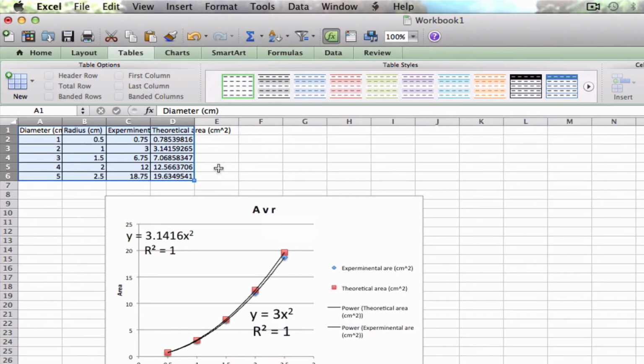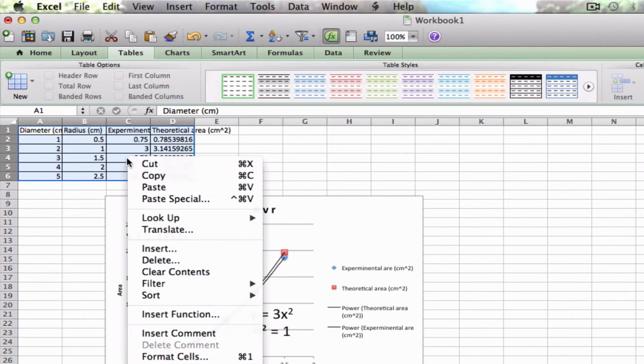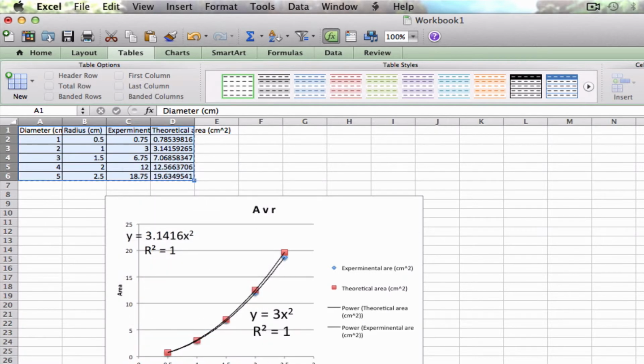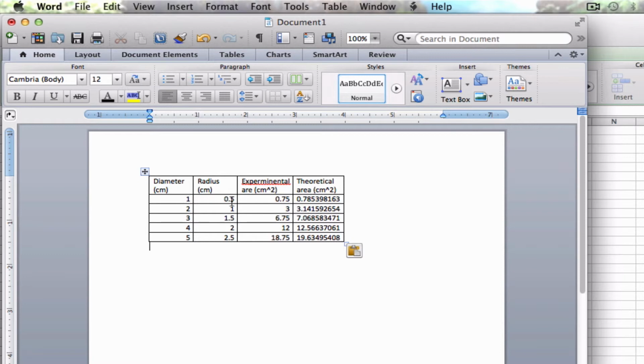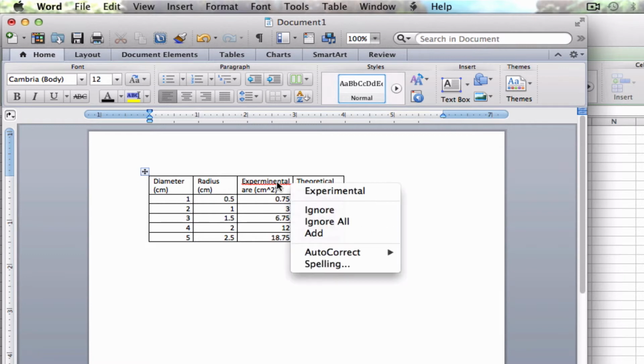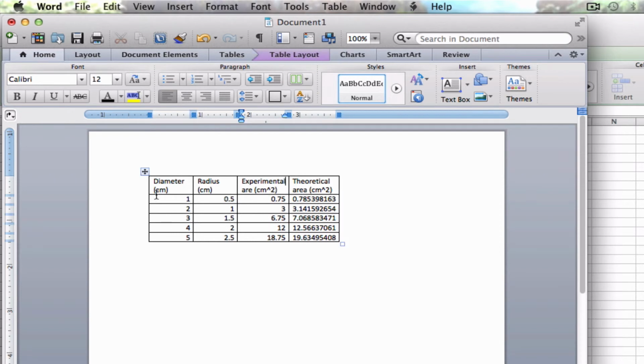I put these lines in, and I see that things are still kind of outside the border, but I'm going to see when I put this into Microsoft Word, it's going to sort of sort itself out to a large extent. I right-click, copy. I already have Word open. I paste it in there. Oh, I didn't spell experimental right. Very close though.